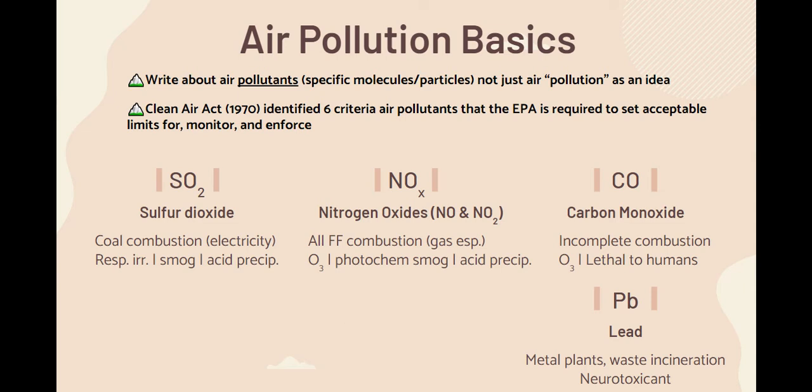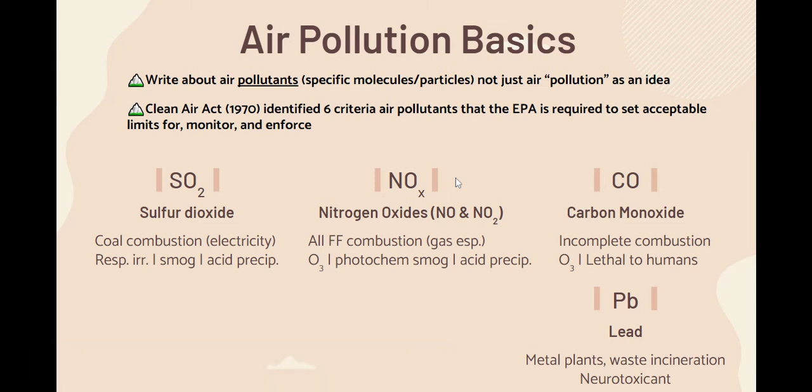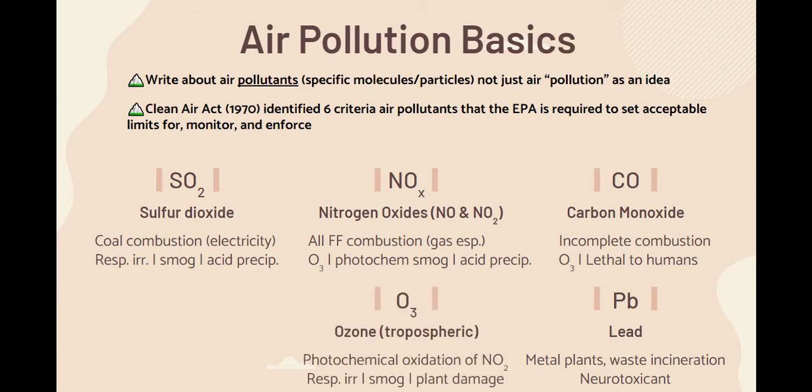Another one is lead. It's from metal plants, not plants, but basically if you have something producing metal, it produces lead. If you have waste being produced, it is a neurotoxin. You get lead in your system, you stop being able to think, or you are not able to produce nerves or brain tissue.